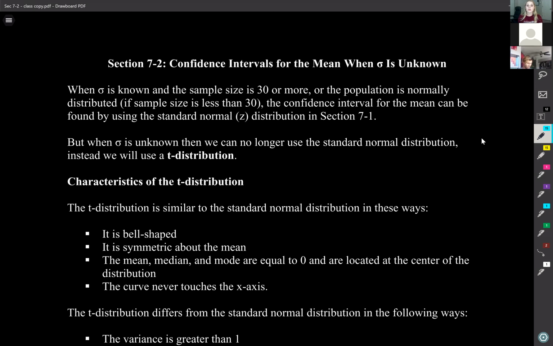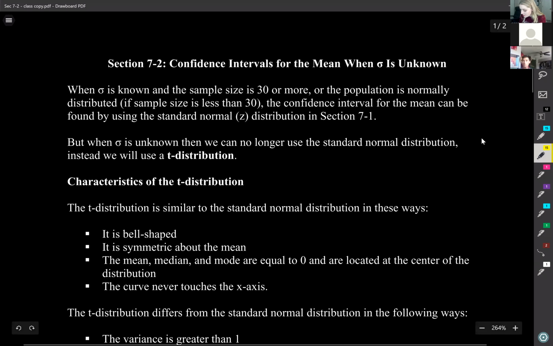When the standard deviation is unknown, we can no longer use the standard normal distribution. So no more z-scores. We're no longer allowed to use that chart. But don't worry, we're introducing a new chart and a new distribution, which is why I say it's not that different, but it is a little different. This is what's called a t-distribution. If you're trying to find a confidence interval and your standard deviation is unknown, we're going to use a t-distribution. I think you'll see how similar it is, but they are slightly different. Both of them have charts, but a little different.